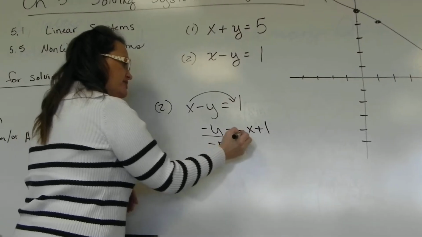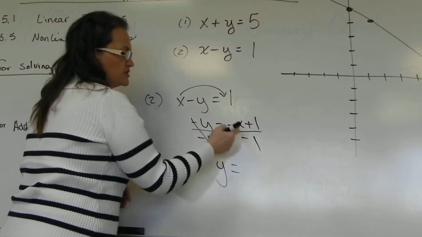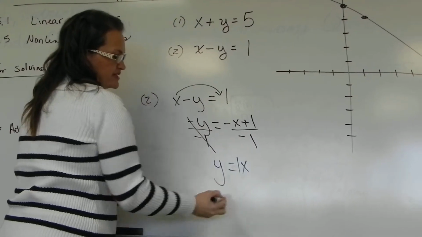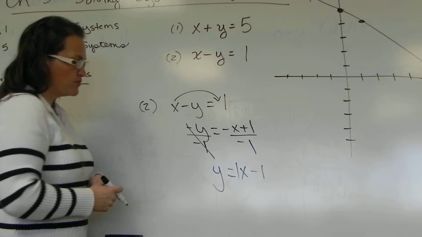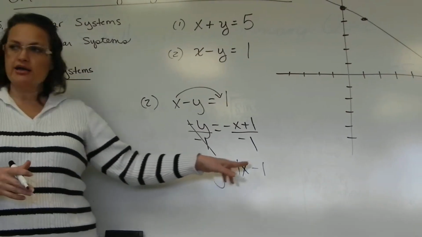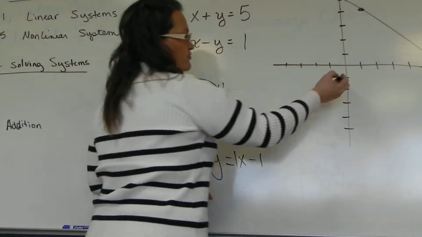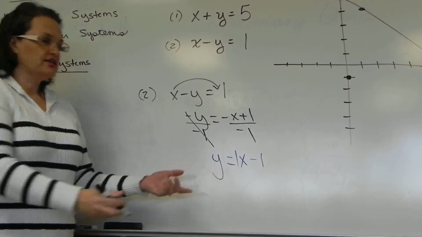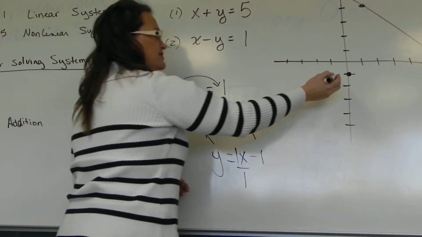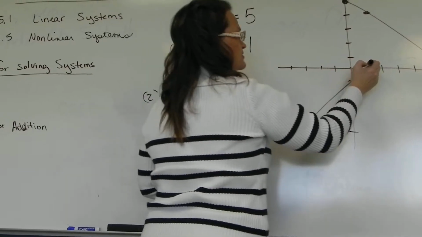You need to divide out the negative 1, right, because it needs to be positive y. Negative divided by negative makes that positive 1x. 1 over negative 1 is negative 1. So get it in y equals mx plus b form. The y-intercept is negative 1. With a 1 over 1, it's understood to be over 1 again. So that's up 1, right 1. Connect your dots.